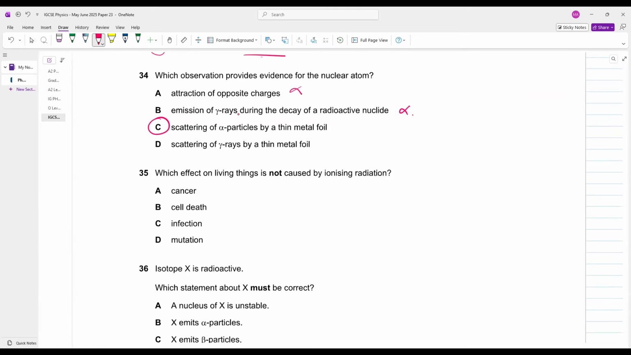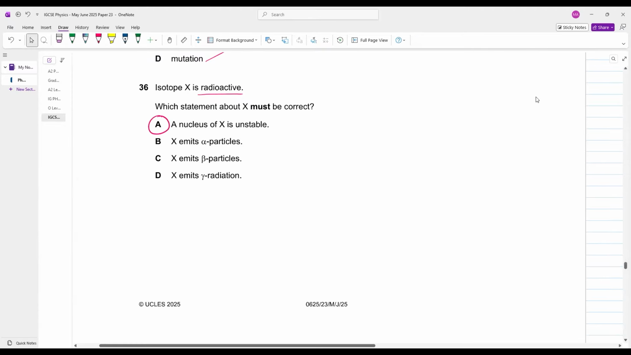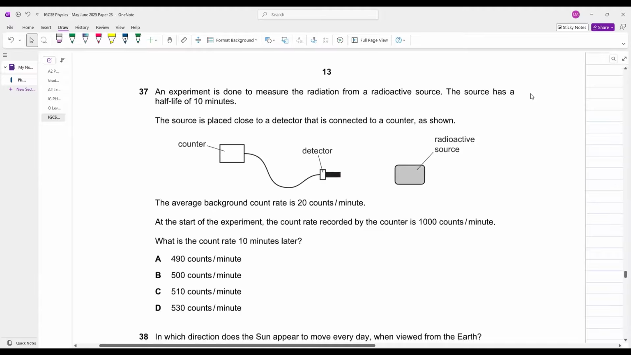Which effect on living things is not caused by ionizing radiations? बेटा क्या चीज आयोनाइजिंग रेडिएशंस की वजह से नहीं होती? लेट्स सी. कैंसर तो होता है, सेल डेथ भी होती है, म्यूटेशन भी होता है, इन्फेक्शन नहीं होती आयोनाइजिंग रेडिएशन से. Isotope X is radioactive. Which statement about X must be correct? A nucleus of X is unstable. A is your answer. Let's further see this.